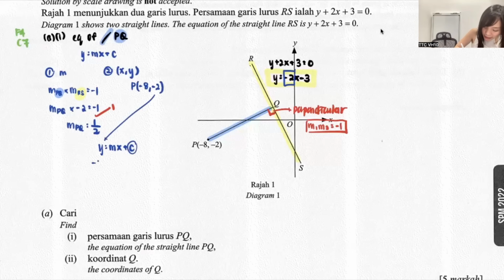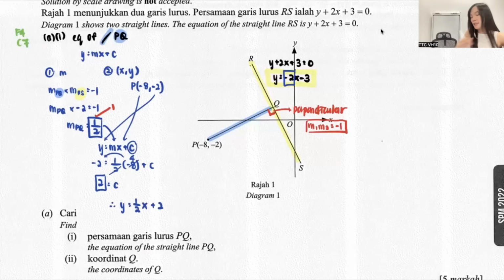So my y is -2. My m is 1 over 2. My x is -8. Isn't it? Plus c. So this one cuts to -4. -4, move it over, plus 4. Do you get c is 2? So now I can write out the equation nicely. y equals to m is 1 over 2, c is 2. Isn't my straight line equation called y equals to half x plus 2? Hopefully you all can get this equation.